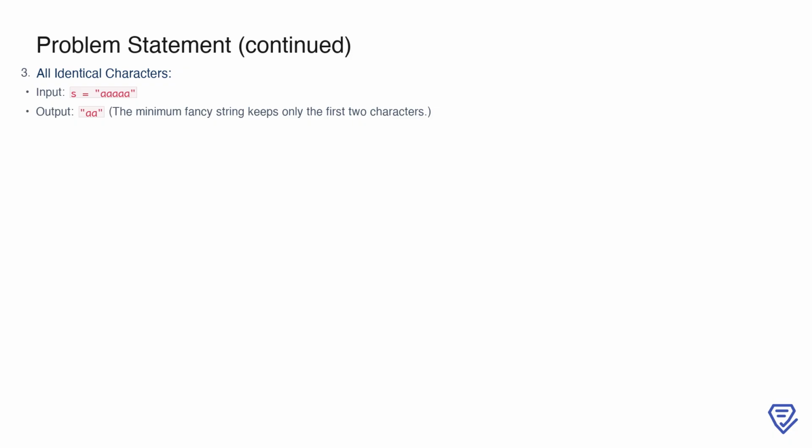Finally, for a string with all identical characters like S equals "aaaa", the minimum fancy string would retain only the first 2 characters, resulting in "aa". These examples highlight the different scenarios we need to handle while solving this problem.